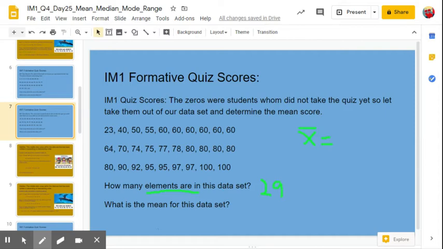So our total is still going to be the same number, right? So that number was 2,132. So there's your hint. Can you come up with the mean now for the data set?